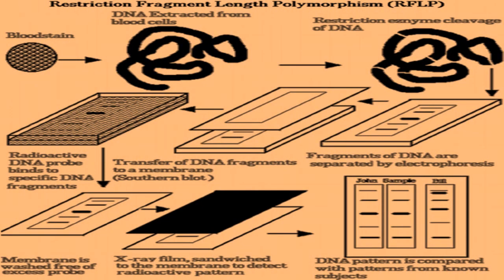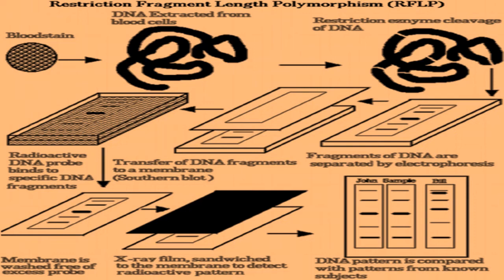The picture clearly depicts restriction fragment length polymorphism. Here, a blood stain is taken. From the blood stain, the DNA is extracted and it is then treated with a restriction enzyme. The restriction enzyme cleaves the DNA molecules, so fragments of DNA with varied length are produced, and these fragments are further separated by electrophoresis.